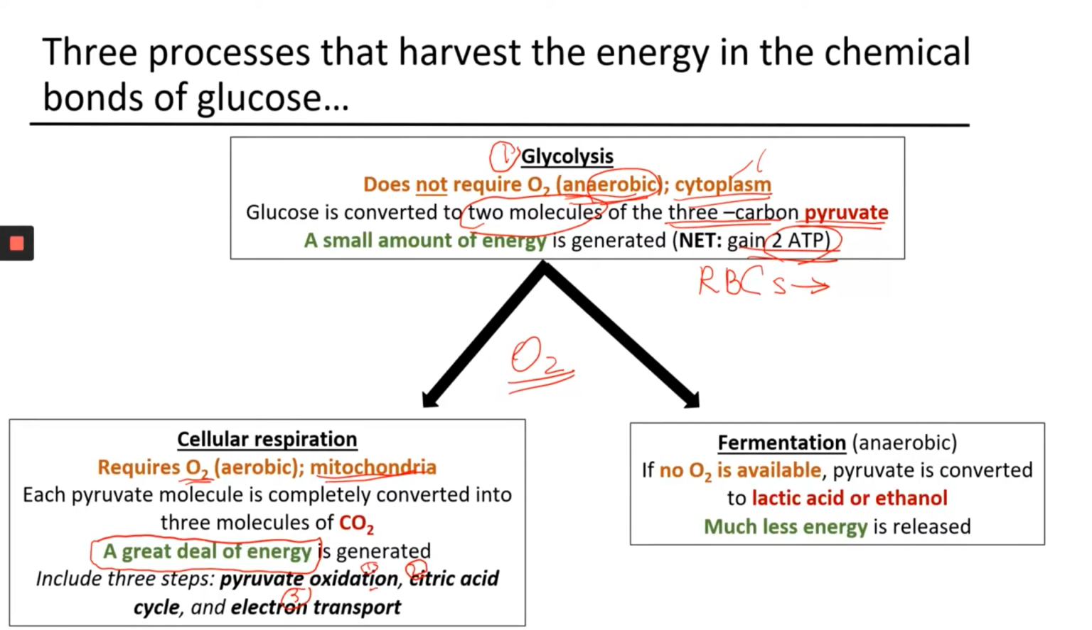Now, for some organisms, for example, yeasts or some bacteria, they can get energy without oxygen. So when no oxygen is available, then they can metabolize by doing this fermentation. So this is anaerobic, there's no oxygen involved. So instead of converting pyruvate to carbon dioxide and then water, you are converting pyruvate to lactic acid or ethanol.